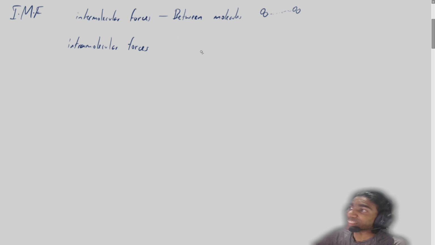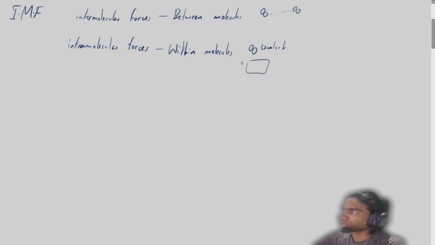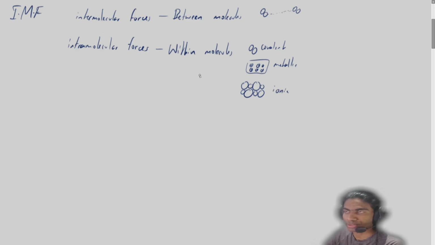And then for the intramolecular forces, those are the forces that are within the molecules. So for example, in the case of oxygen and oxygen, this would be a covalent bond. In the case of a metal, which has metallic bonding, it would be, of course, metallic. And in the case of some ions in salt, it would be ionic. Okay, those are the three kinds of intramolecular forces.